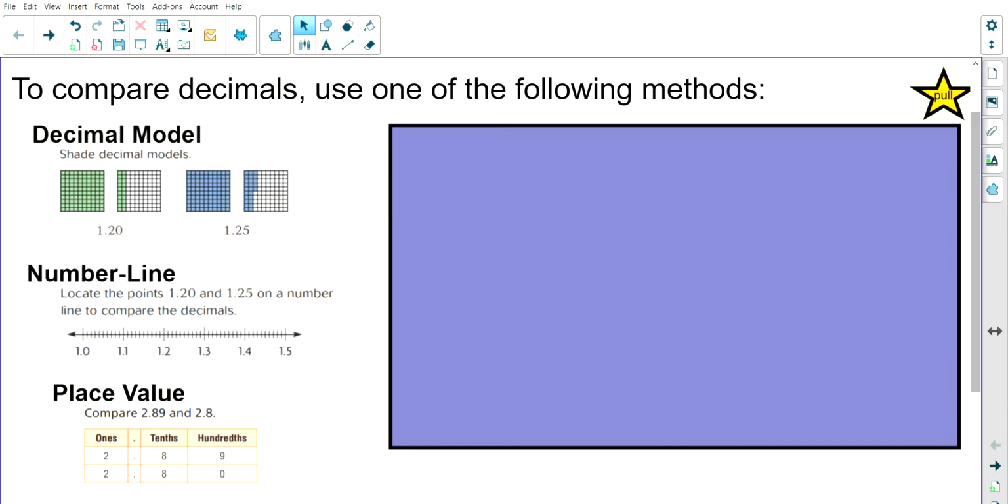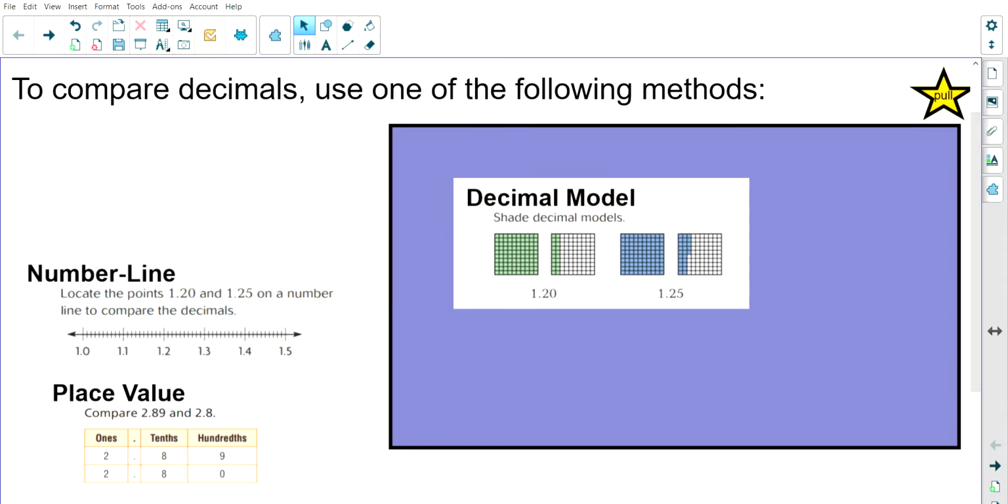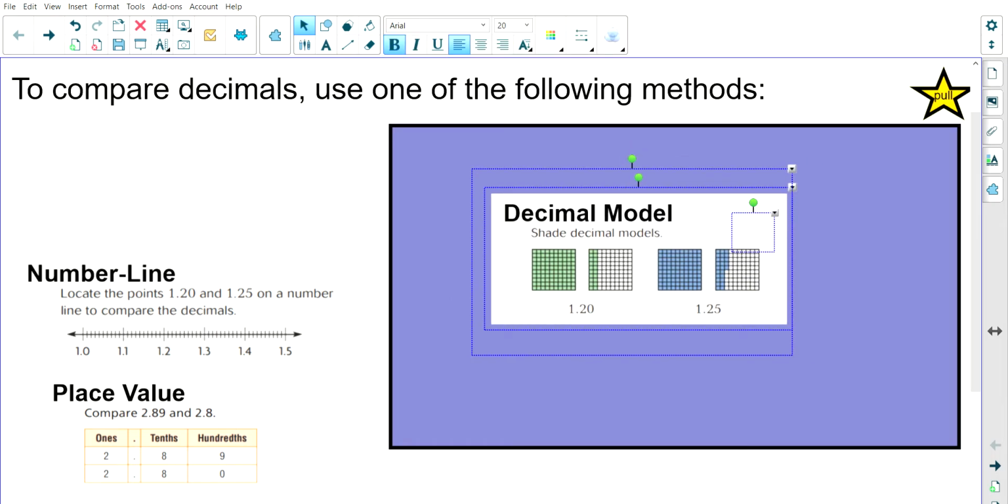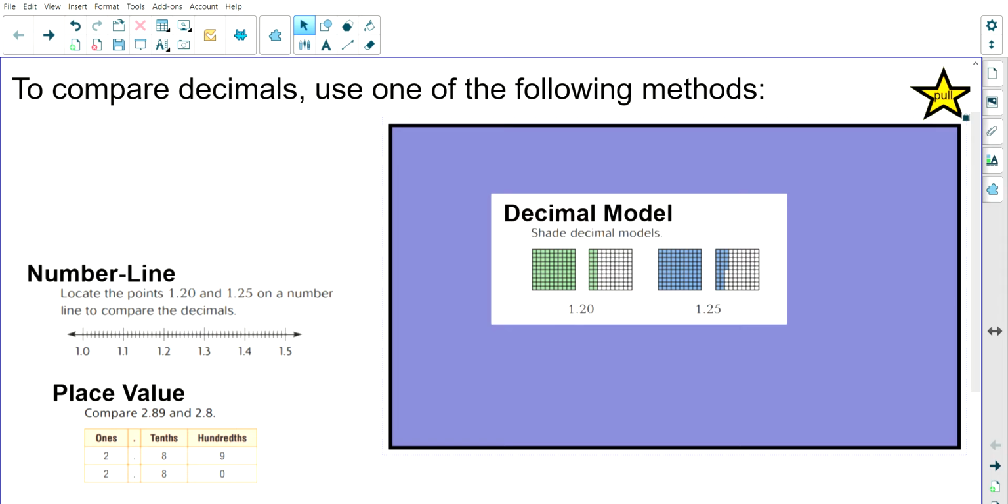So first thing I want to show you is called the decimal model. So we're going to take a look at this. It's called the decimal model because it is a picture that is going to help you solve your problem.